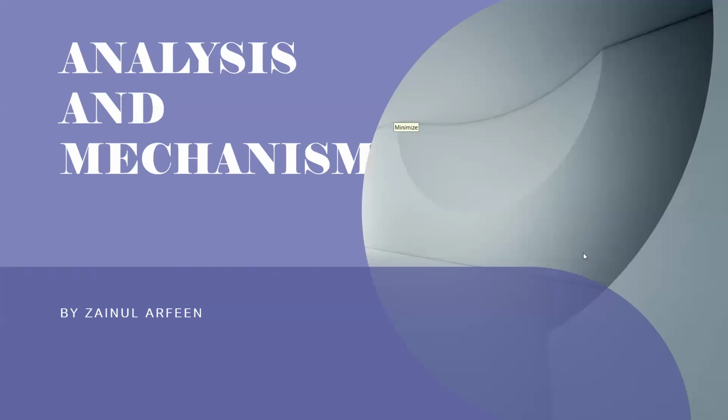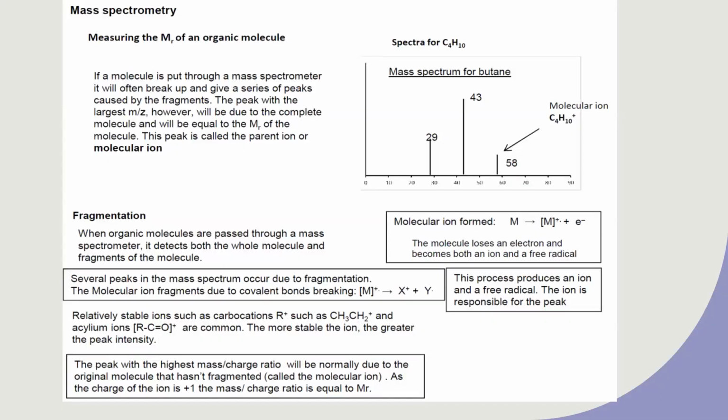So, analysis and mechanisms. This topic is related to all organic chemistry reactions and their mechanisms. You should be able to distinguish: when it's an alkane, it will undergo free radical substitution reaction. If it's an alkene, then it will undergo electrophilic addition reaction. If it is a halogenoalkane, it will undergo nucleophilic substitution reaction. You should be able to identify the electrophile and nucleophile and draw the correct arrows as well.